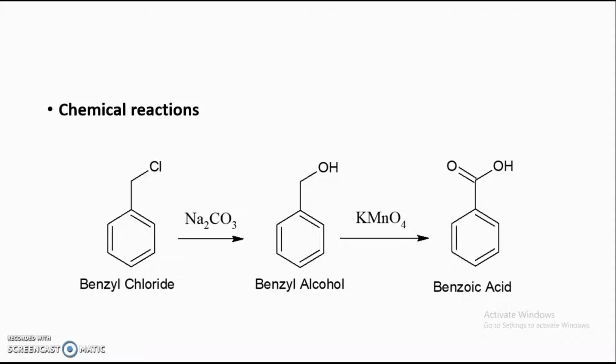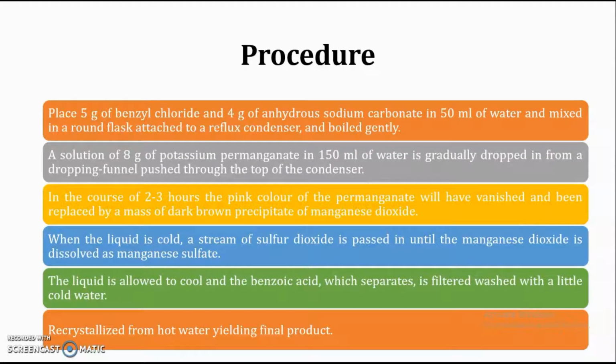This reaction can be performed in presence of nitric acid also, which is used as an oxidizing agent. So this is the principle and the chemical reaction that is involved in the synthesis of benzoic acid, where benzyl chloride in presence of sodium carbonate, first it will be converted into the benzyl alcohol, then this alcoholic functional group undergoes oxidation in presence of potassium permanganate, which leads to the formation of the benzoic acid. Now after this we will see the procedure involved in this particular synthesis.